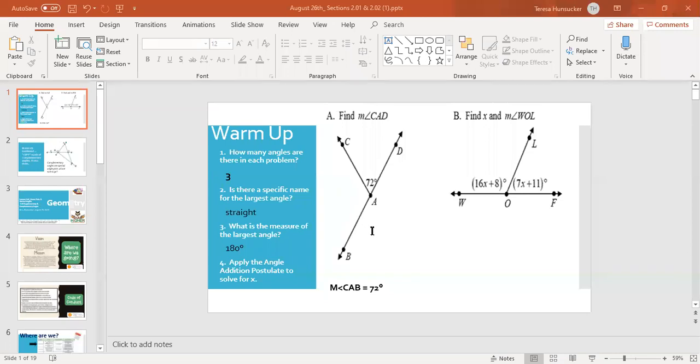All right, so in this particular one, if you take 180 and subtract the given angle, 172, you'll end up with the missing angle being 108 degrees, meaning this one right here.